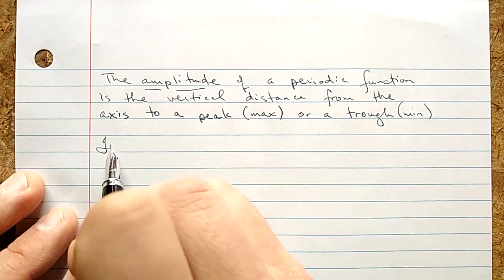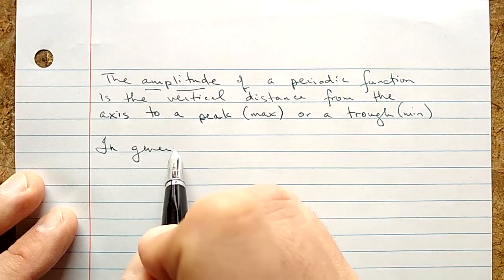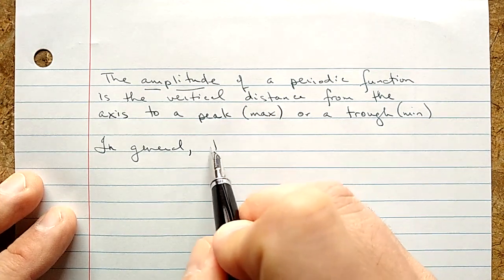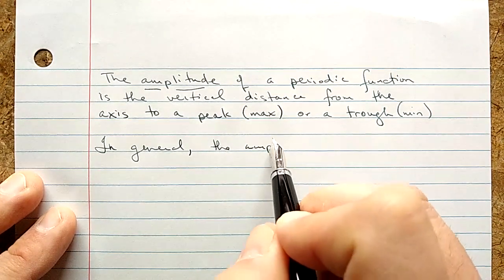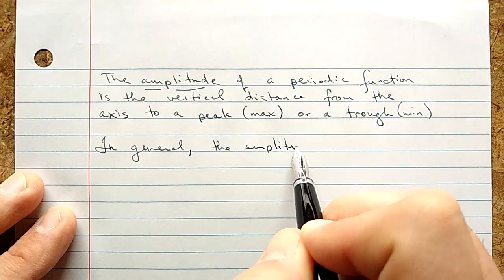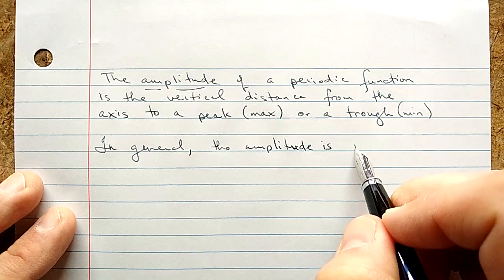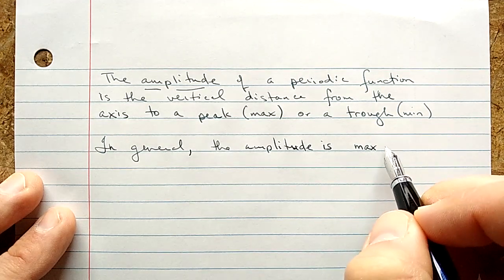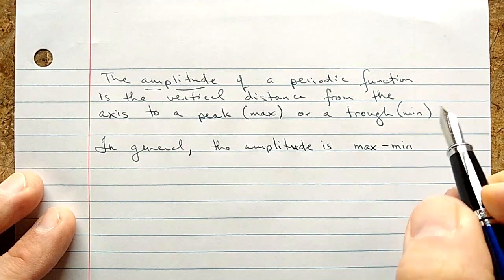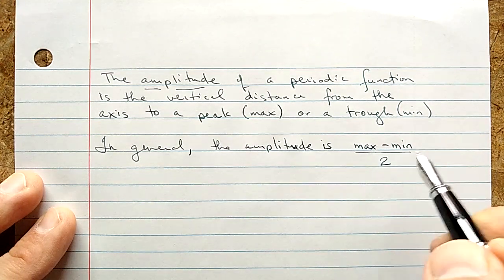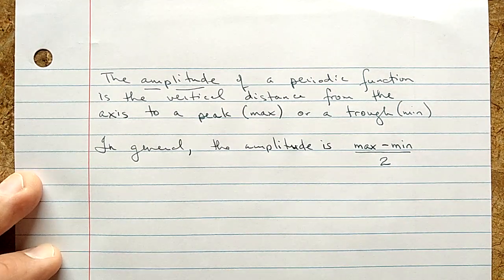So in general, the amplitude is the maximum value minus the minimum value divided by 2. Because max is greater than min, this will always be a positive number.